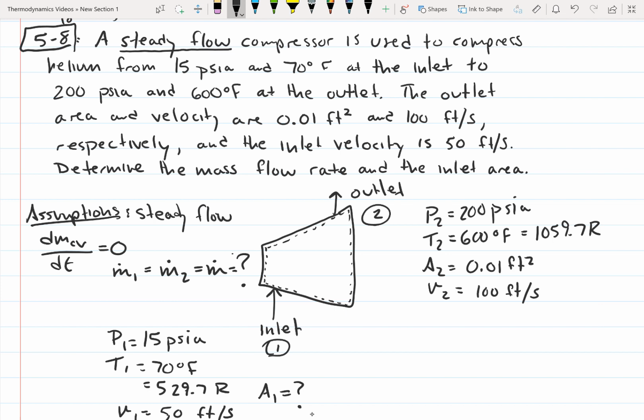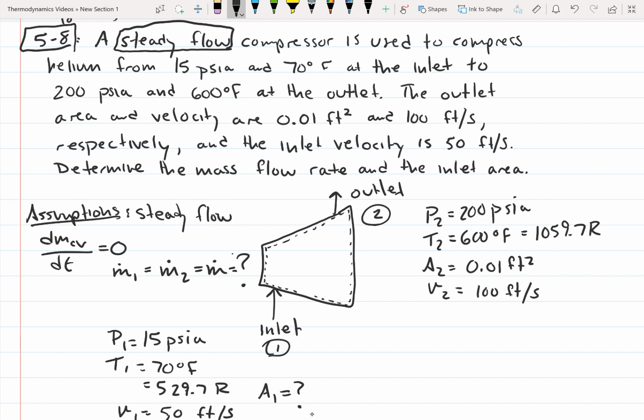I want to mention this steady state. This problem tells us that this is a steady flow compressor. It might not always tell you that in the problem, even though you're going to need to make that assumption to solve the problem. For instance, you could have an engine or a pump or a pipe, and if you assume that it's been operating for a while, so it's not in the startup or shutdown phase, you basically need to assume that it's steady flow.